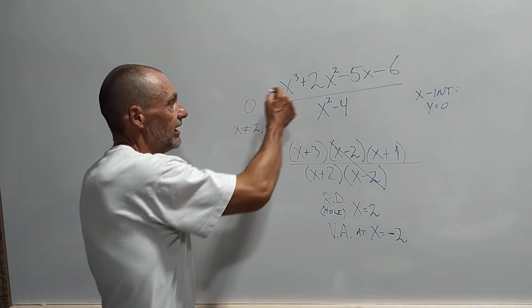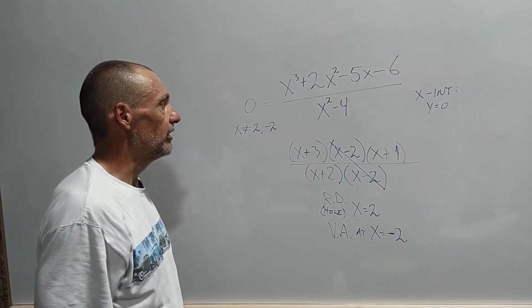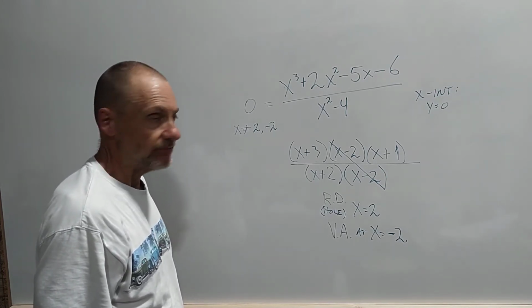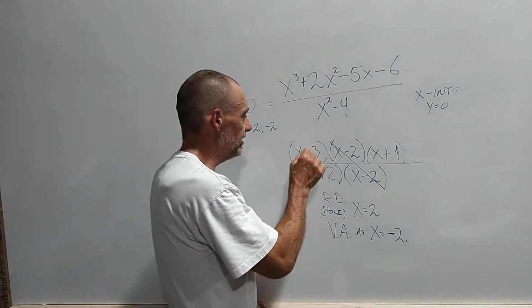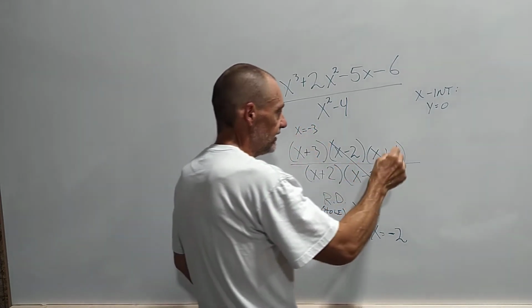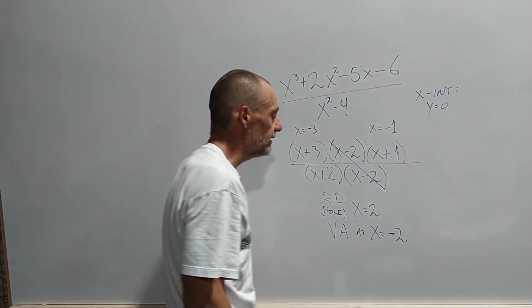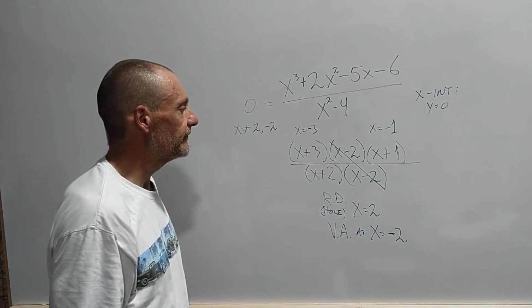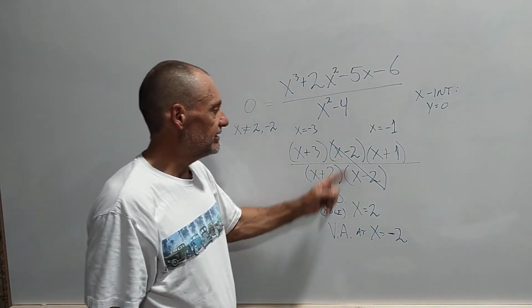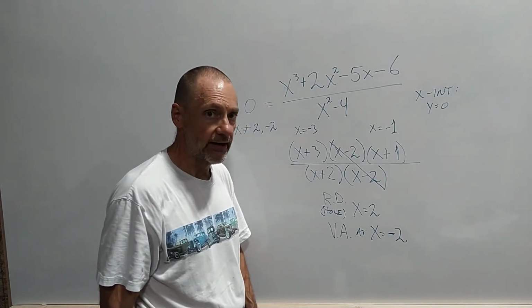Other than that, any place this top is equal to 0, we're going to have an x-intercept, right? So we're going to have an x-intercept at x equals negative 3, and an x-intercept at x equals negative 1. x equals 2 is not an x-intercept because it's a hole in the graph.